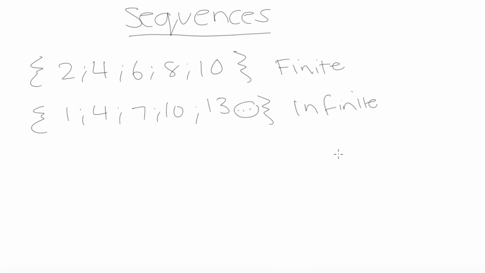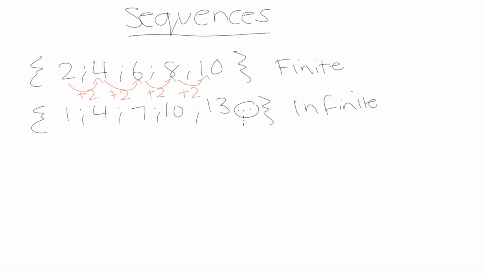Another thing that we can notice in each of these sequences is, well, at least in the first sequence, we can see that when we go from the first term to the second term, we're adding 2. When we go from the second term to the third term, we're adding 2 again. When we go from the third to the fourth term, we're adding 2. And when we go from the fourth to the fifth term, we're adding 2 again. So in this sequence, we are going to add 2 each time we go from one term to the next.